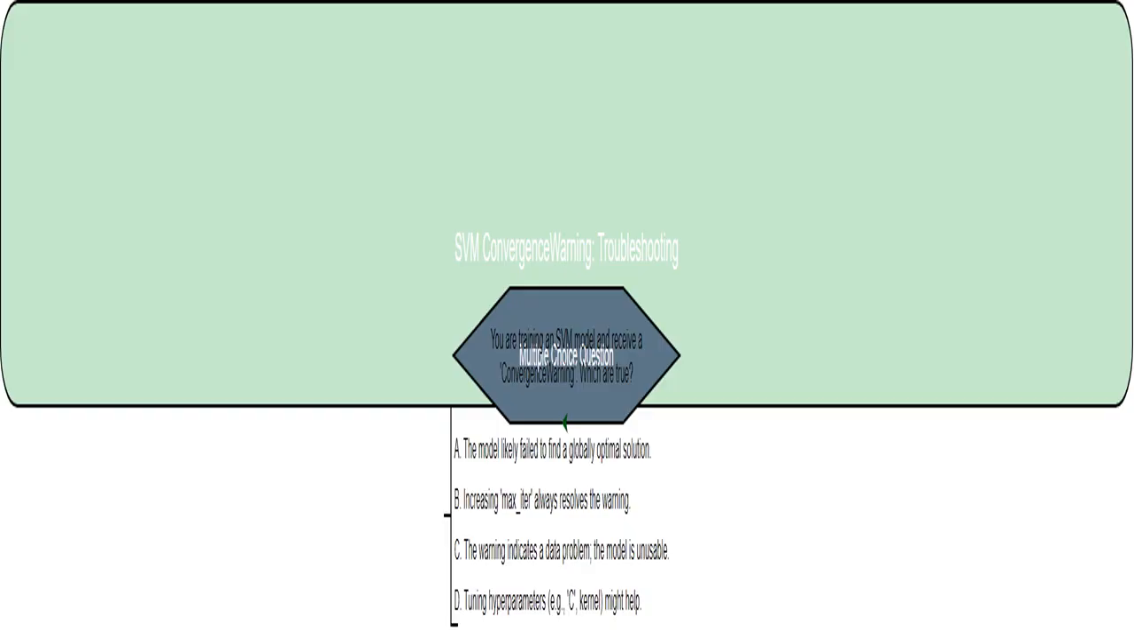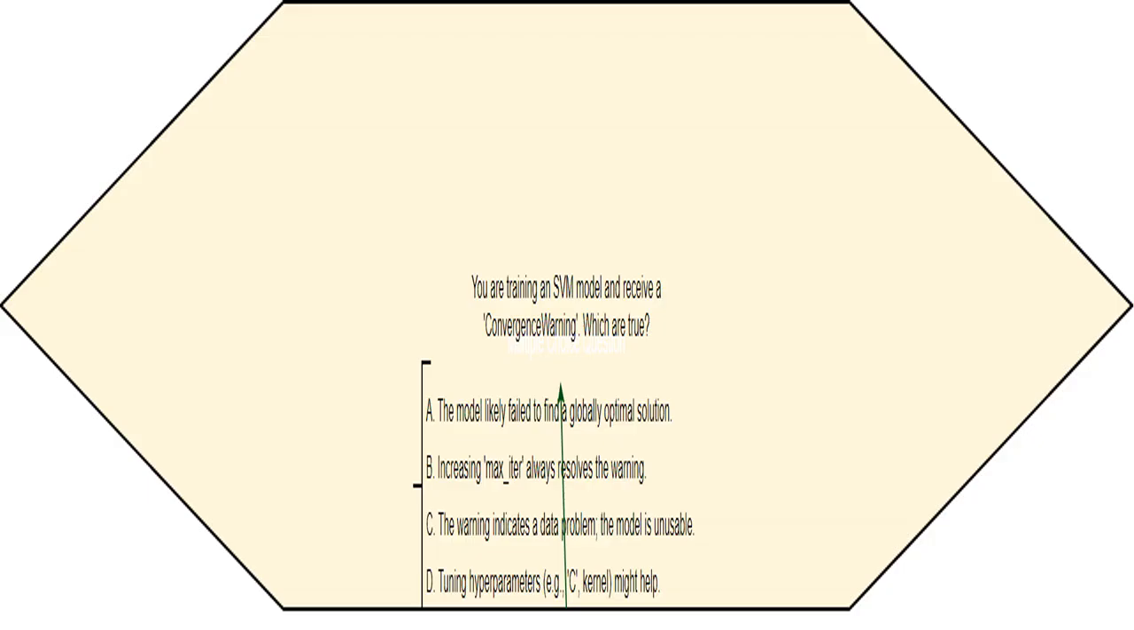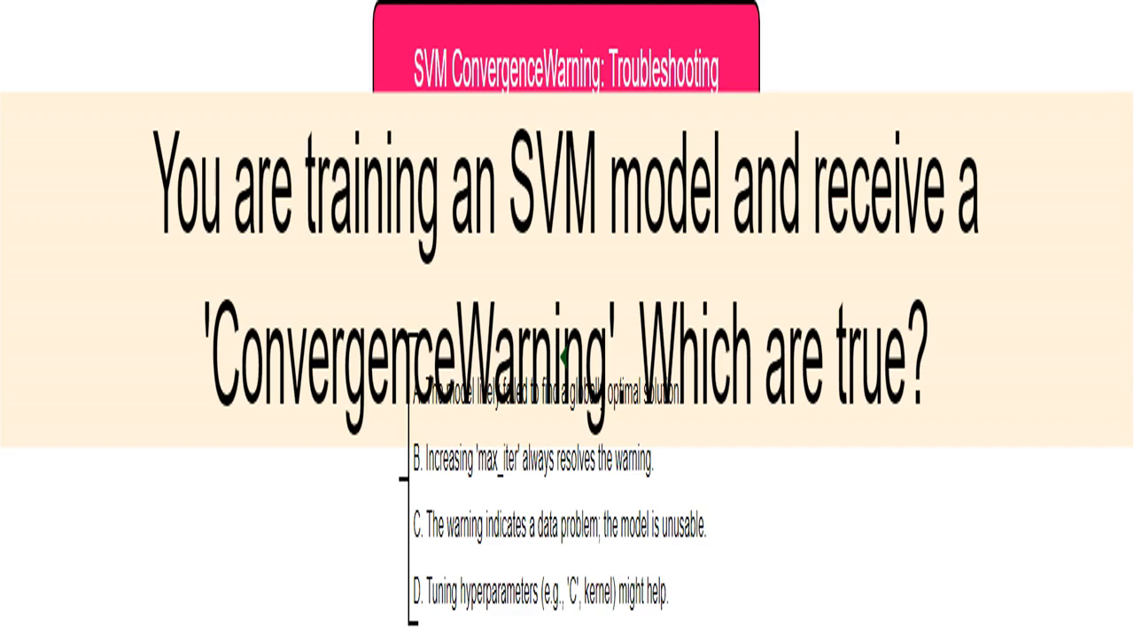I'm focusing on how to handle the convergence warning you get when training a support vector machine, SVM, using the popular Python library, scikit-learn. This warning pops up when the SVM's optimization algorithm doesn't quite reach its goal within the allowed number of steps. We'll investigate what that means and how to fix it. This is a multiple-choice quiz to test your understanding of the warning and possible solutions. Imagine you're training your SVM model, and suddenly, this warning pops up.